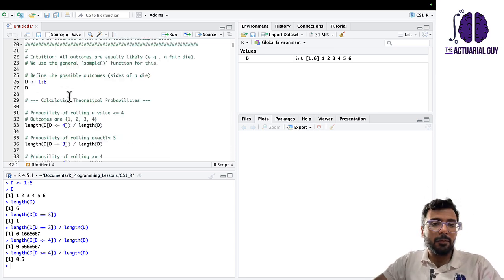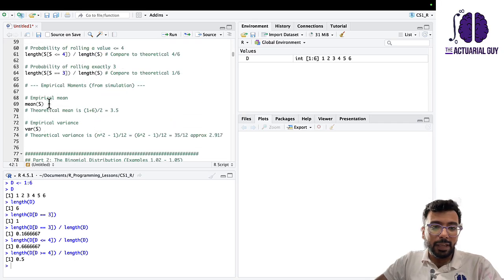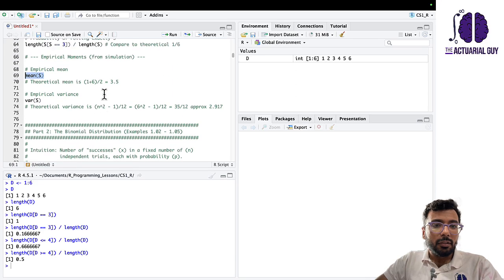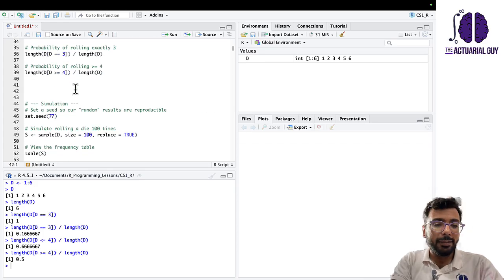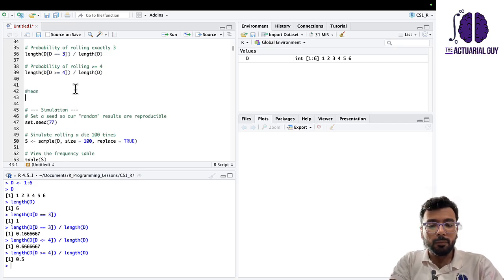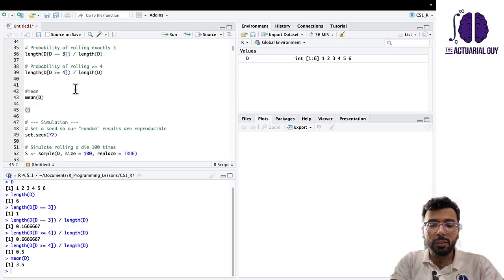Now that's for how you calculate probabilities. How would you calculate the mean and the variance of this? You can directly take the mean and the variance of the distribution, for which you will have to remember the formula of the discrete distribution. The formula is not given in R, so you can refer to your tables. If you want to get the mean, you can either just take the mean of D. That's one way to do it, because all of them have equal probability, so it will directly come out to be 3.5.